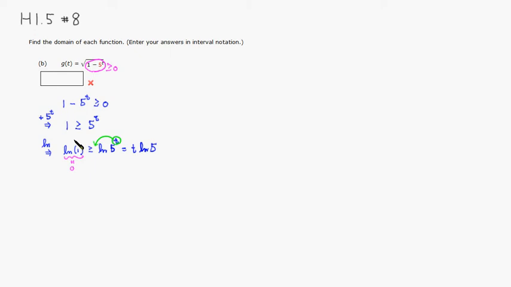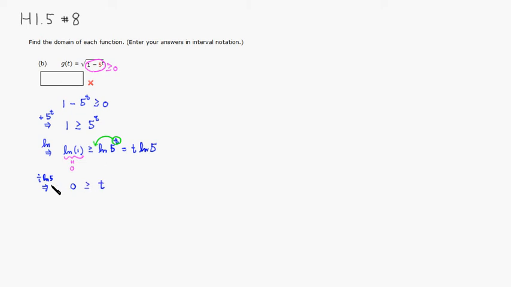In order to isolate t, we just divide through by natural log of 5. But 0 divided by natural log of 5 is still 0. It's still greater than or equal to. The natural log of 5 cancels out, so you just get t. So t is less than or equal to 0.